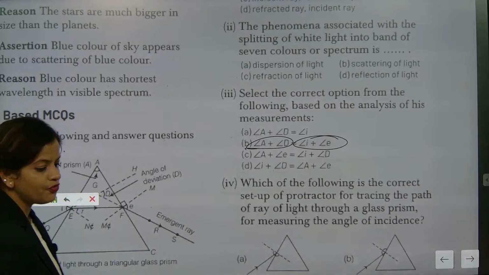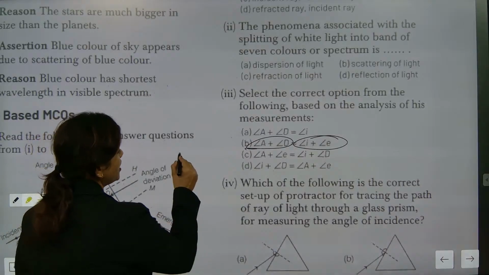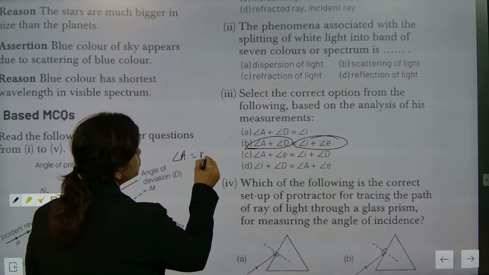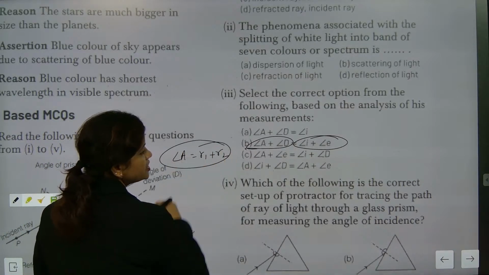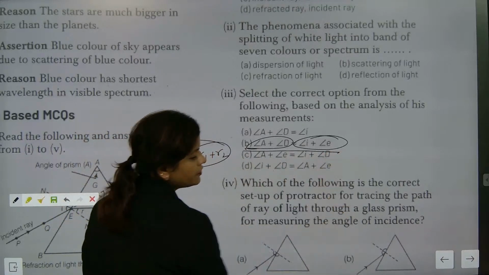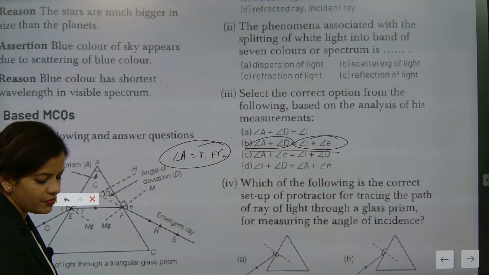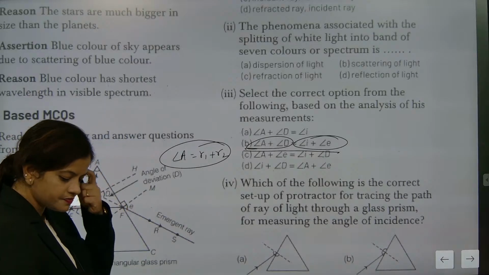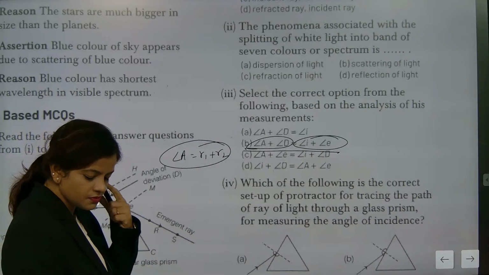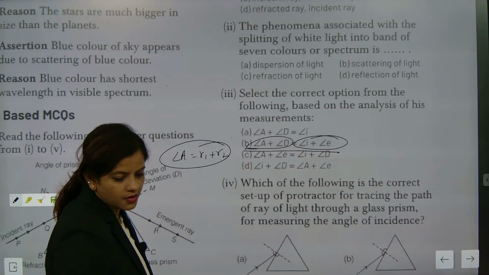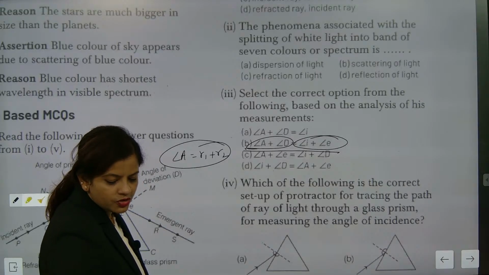This formula, don't forget. 2 formulas I have given. Angle of prism is equal to R1 plus R2. This is one formula and this is the other formula. Remember these 2 formulas. If by mistake they give this, we must be the ones who can answer the question. I hope everybody understood this.